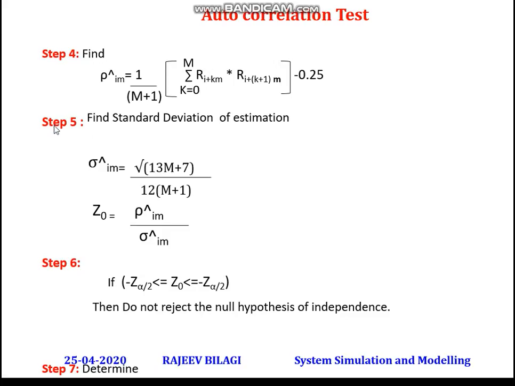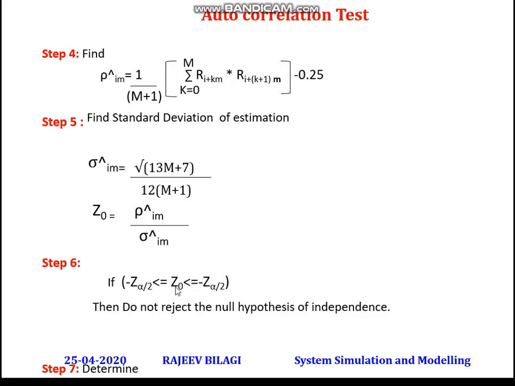Now you need to find out the standard statistical values, which is rho of Im, equal to sigma of Im equal to square root of 13M plus 7 divided by 12 into bracket M plus 1. So this is to find out the sigma value. Now z0, that is your calculated value or your statistical value, is equal to this. Okay. Now step 6, you have to find out the critical value and you have to compare.